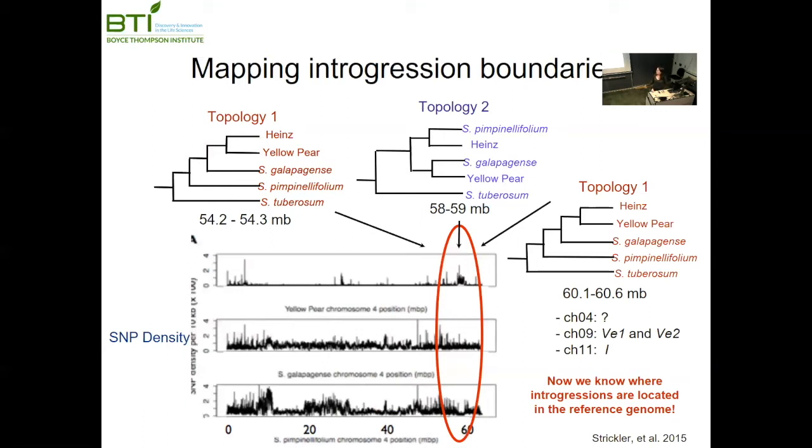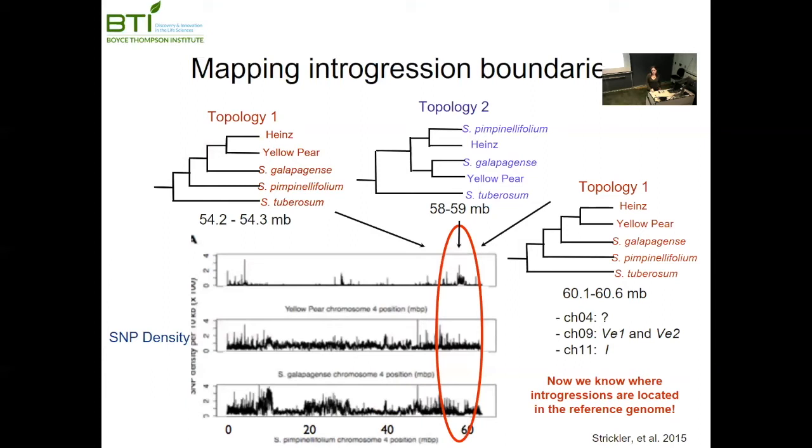You would expect Heinz and yellow pear to be clustered together in the tree since they're both Lycopersicum. So that's the expected topology. If you move on to topology 2, you see that it's flipped. Now Heinz is actually closer to pimpinellifolium. This is indicative of an introgression. And then when you go outside that little blip, it goes back to the original topology. By using this method, we were able to find 4 regions in the Heinz reference genome where introgressions have occurred.